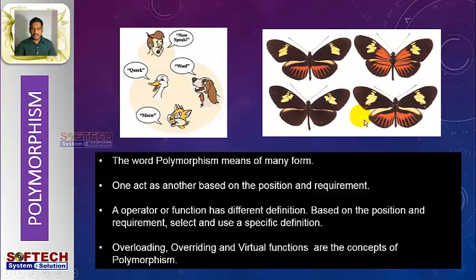So the word polymorphism means of many forms. One acts as another based on the position and requirement. Based on the position and requirement, one acts as another. That is, one gives a new meaning based on that position and requirement. So this is a kind of polymorphism.